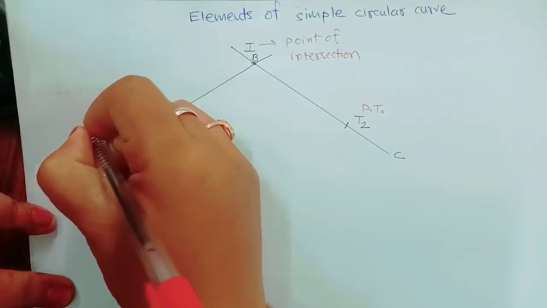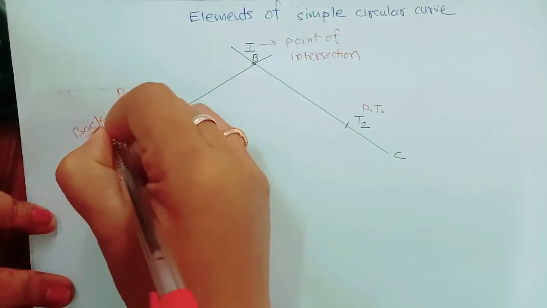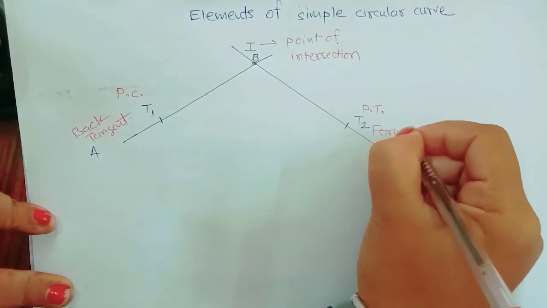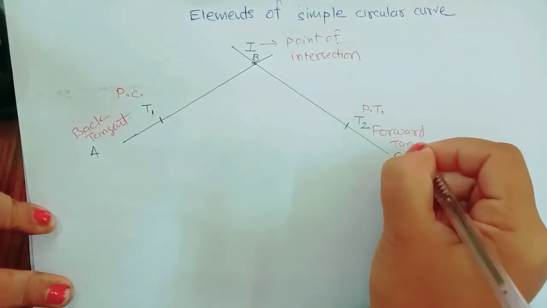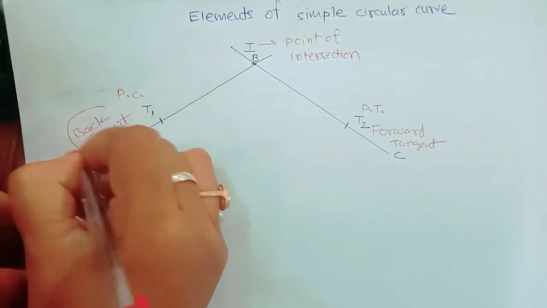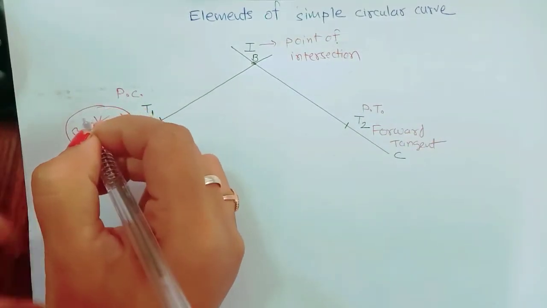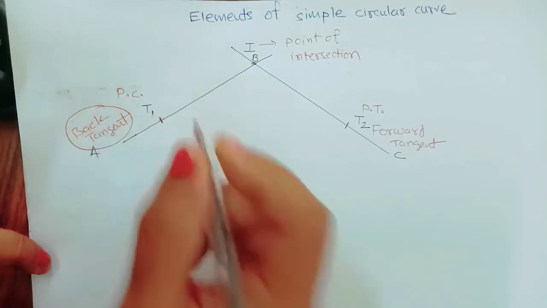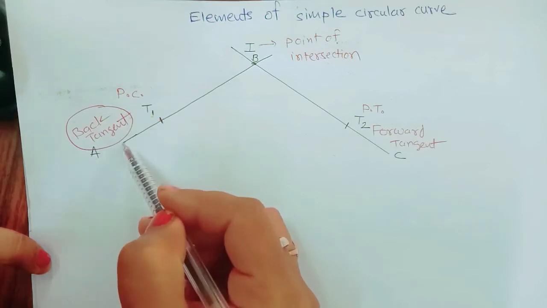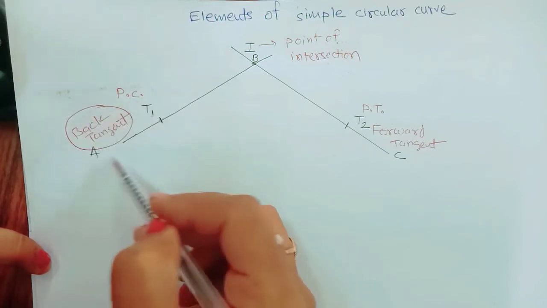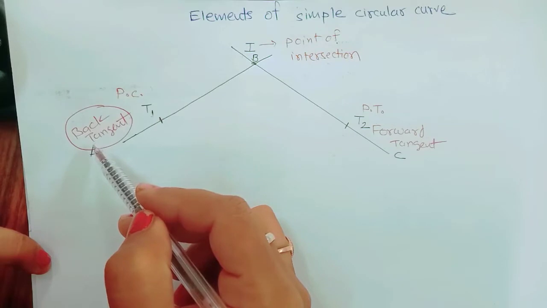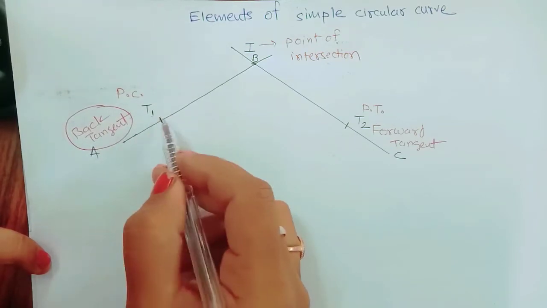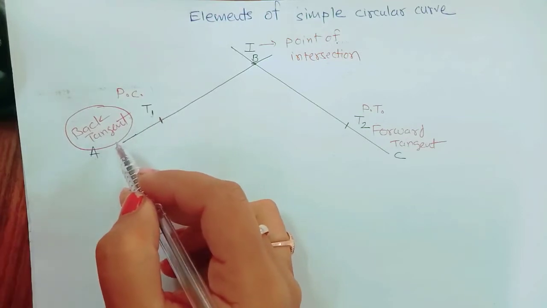Now this is a back tangent and this is forward tangent. So now what is the back tangent? So back tangent, that is the line before the beginning of the curve. So this is the starting point of curve. So before the beginning of the curve, a tangent line is known as a back tangent or the rear tangent. So here in this figure, AT1 is known as a back tangent.